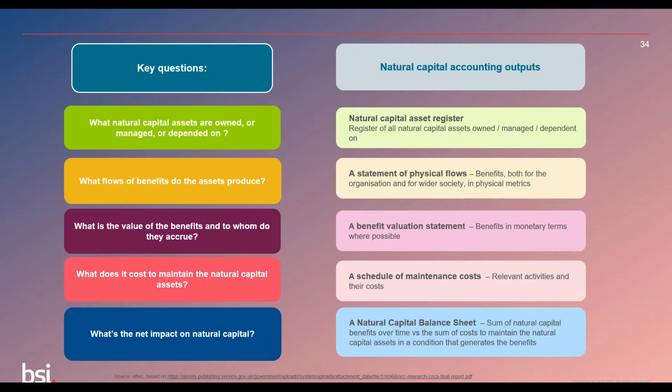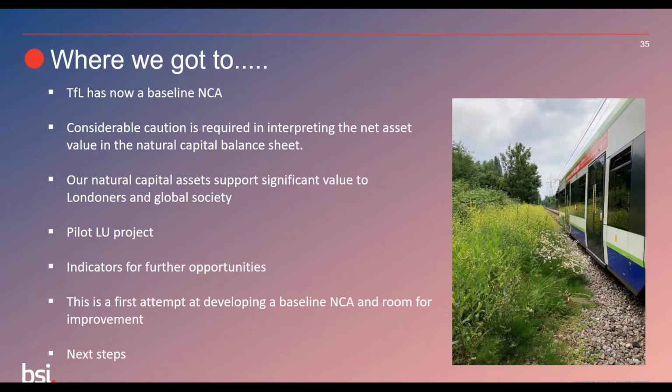We have also developed a risk register. We looked at the schedule of maintenance cost, and ultimately we ended up with a natural capital balance sheet detailing the benefits over time versus the liabilities, so the sum of maintaining our natural assets. So where we got to?